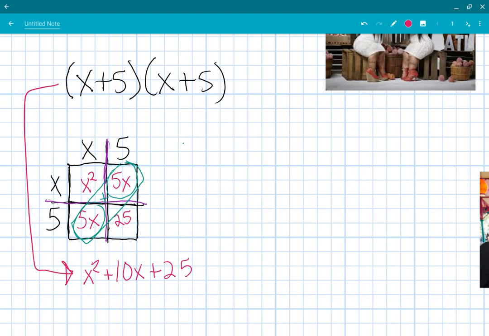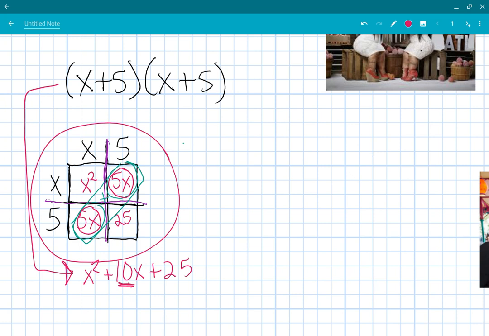With time, you're going to be able to do this without doing that at all. Because you know they're going to be twins. They're going to give you 5x. This is going to give you 5x. This is going to give you 5x. You're going to add them up in your head, and that's going to give you 10x in the middle. And then 5 times 5 is 25. All right, let's do another set of twins.